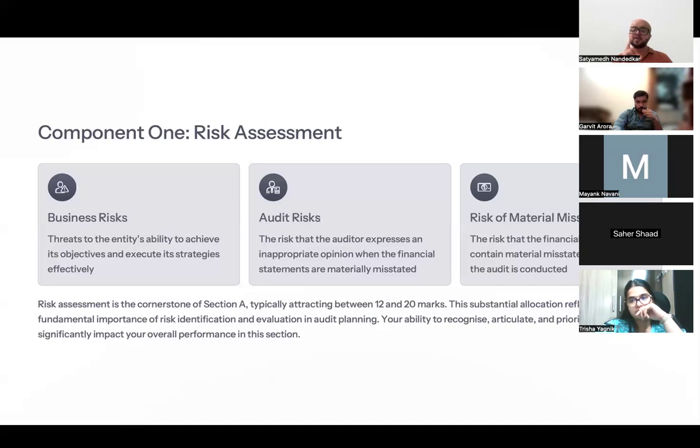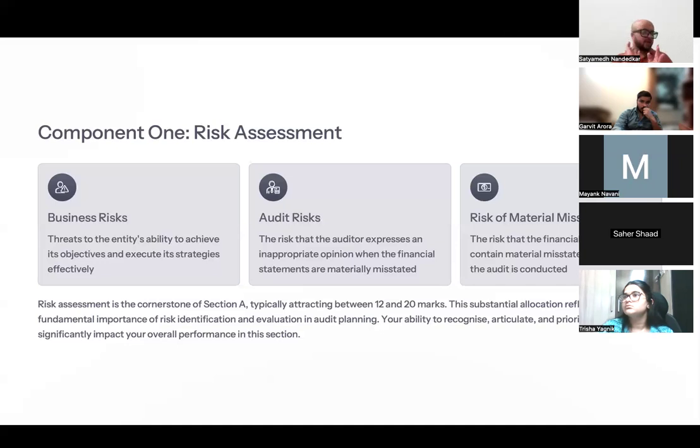The second part of this is the audit risk. Audit risk means the auditor expresses an inappropriate opinion when the financial statements are materially misstated. The financial statements contain a material misstatement, and the auditor is unable to identify it. He expresses an opinion that the financial statements do not have any material misstatement when in fact that issue is there. So audit risk will include detection risk, inherent risk, and control risk. Risk of material misstatement is basically the risk that financial statements contain material misstatements before the audit is conducted.